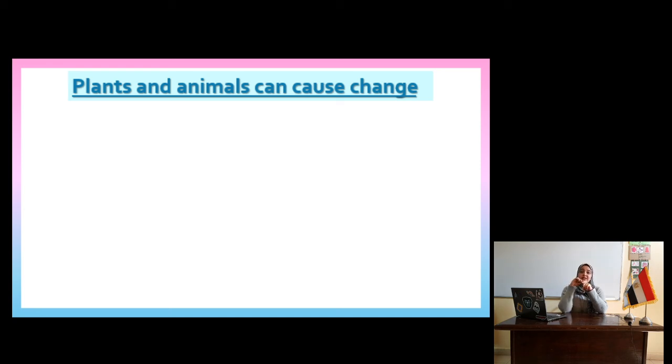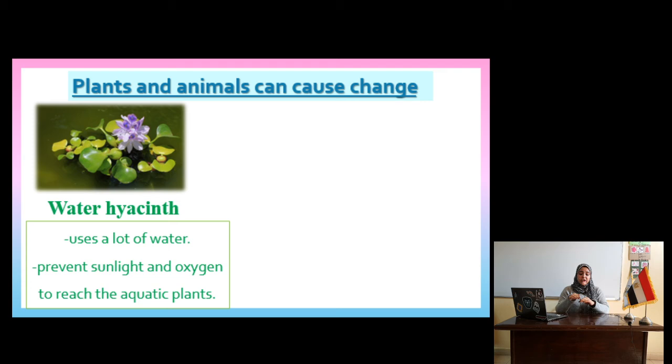We have an example of a plant and an animal. The first one is the water hyacinth. You can find it floating over the water on the Nile. This one uses a lot of water. It uses a lot of water, so when it takes a lot of water from the plants in the water or the fish, that can be harmful. Also, it prevents the sunlight and oxygen from reaching the aquatic plants.